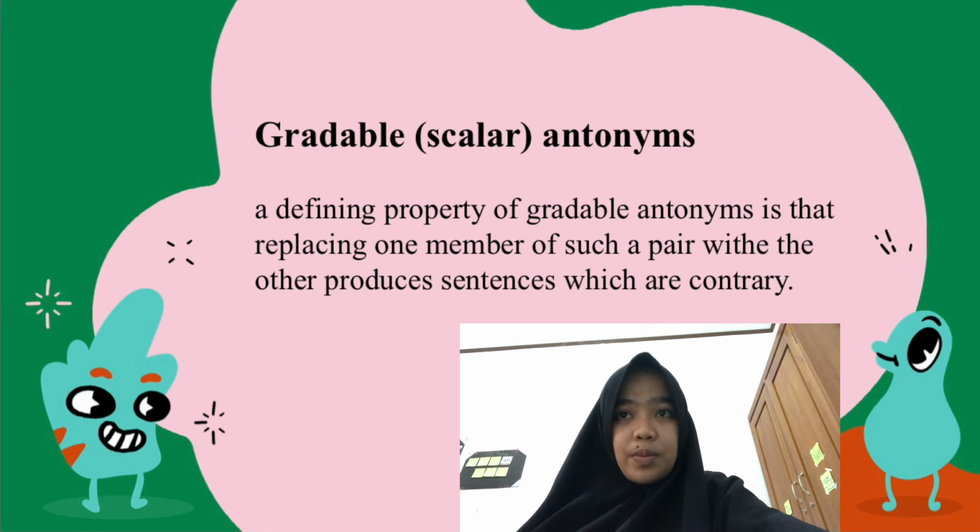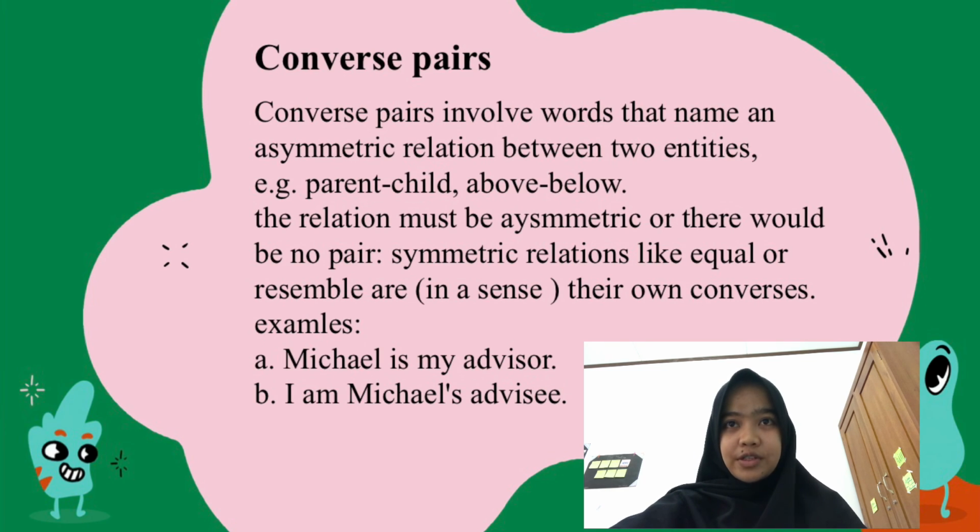The next point is about variable scalar antonyms. A defining property of variable antonyms is that replacing one member of such a pair with the other produces sentences which are contrary. Next, converse pairs.